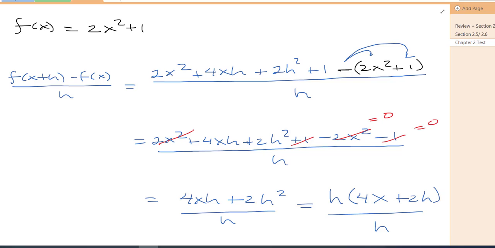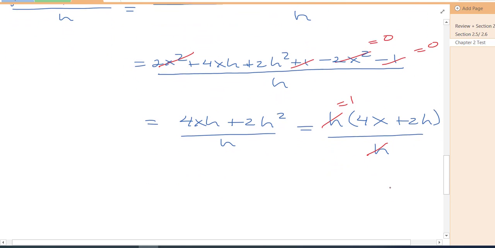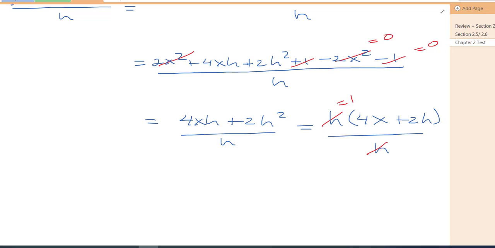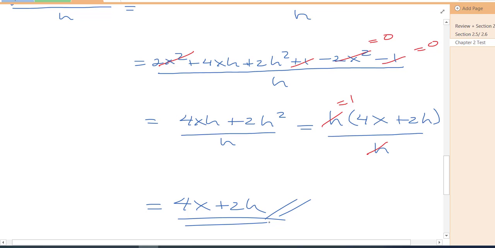And now I can achieve our goal. h divided by h is 1. Now we're dividing, so that gives us a 1 to cancel out. We're used to saying cancel out, but what's really happening is they're dividing out to be 1. So I'm left with 4x plus 2h, and that is the difference quotient simplified. We got rid of the h in the denominator, which is the goal.